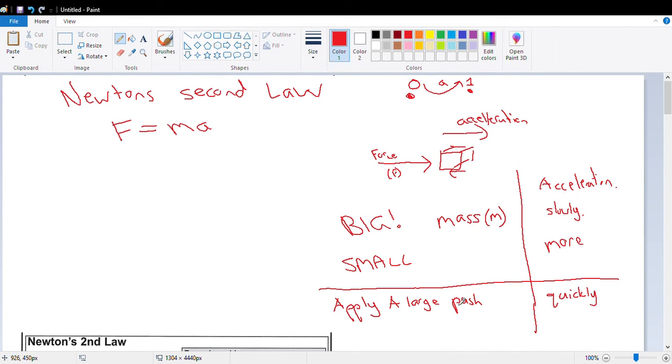Now, if I apply a smaller push, I'm not pushing as hard, so clearly it's not going to move as fast or take off as fast. If I don't kick the football as hard, it's not going to go as fast, it's not going to accelerate as fast. So it's going to accelerate slowly. I think that's about what I wanted to cover in that.